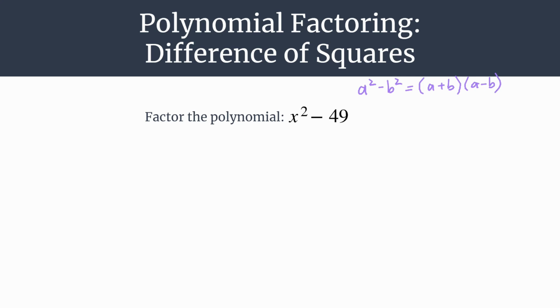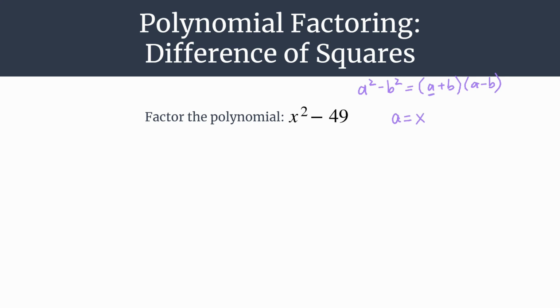So if you're new to this, you might actually want to write out your a and b for this example. Again, the a squared is kind of our x squared. It's in that first position. And the 49 is in our b squared position. So I like to take the square root of each term and sort of define those, if you will. So square root of x squared, of course, is just x. So our a will be x.